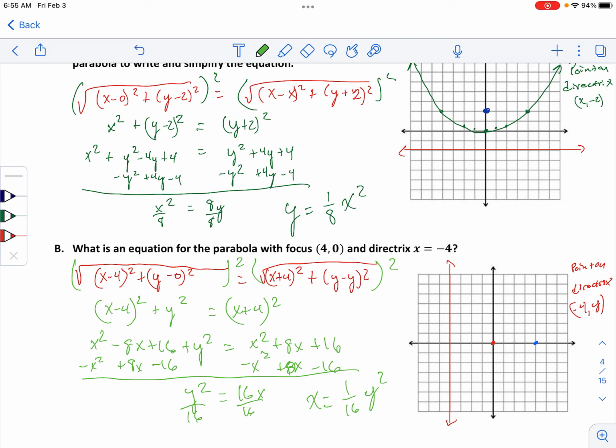Okay, so this is going to be very, very shallow. With a y value of 4, an x value is only going to be 1 or negative 1. So we're going to go to 1, 4 and 1, negative 4. And that makes for a very, very shallow parabola.